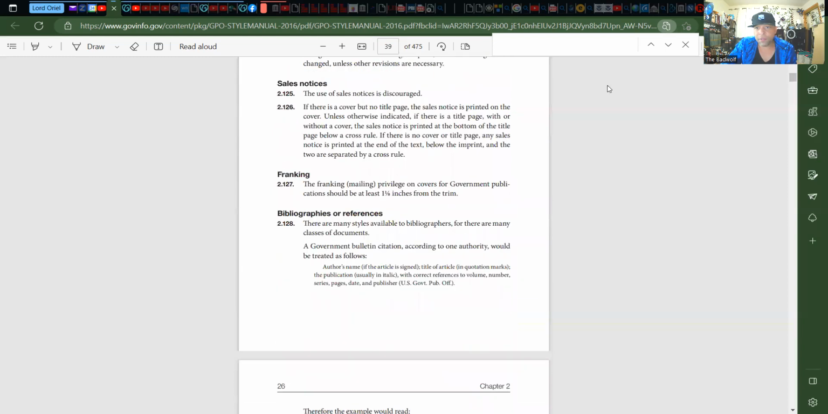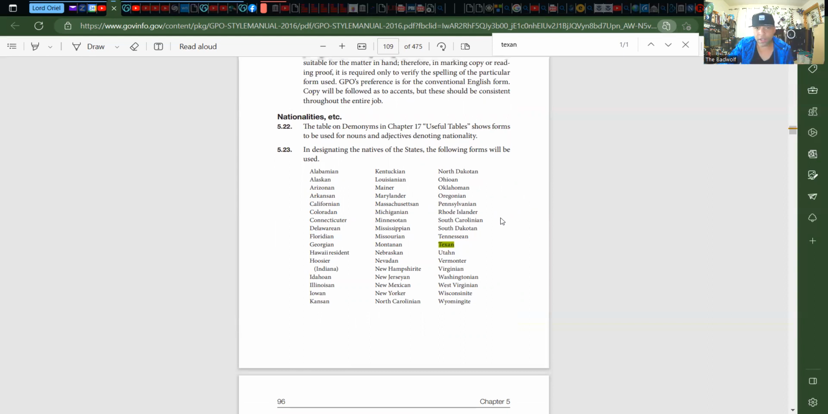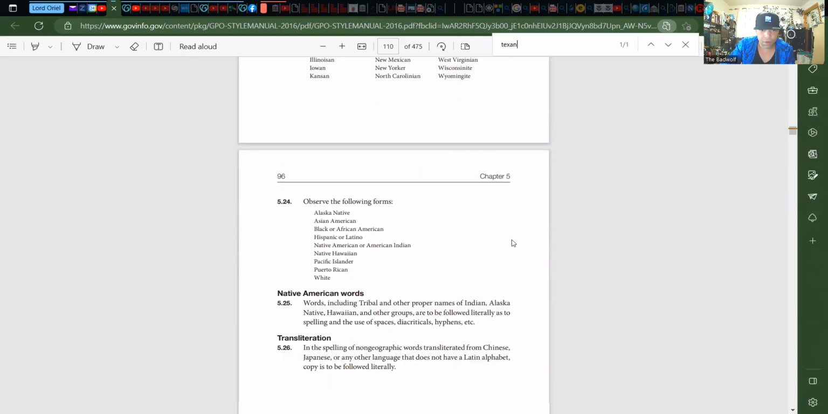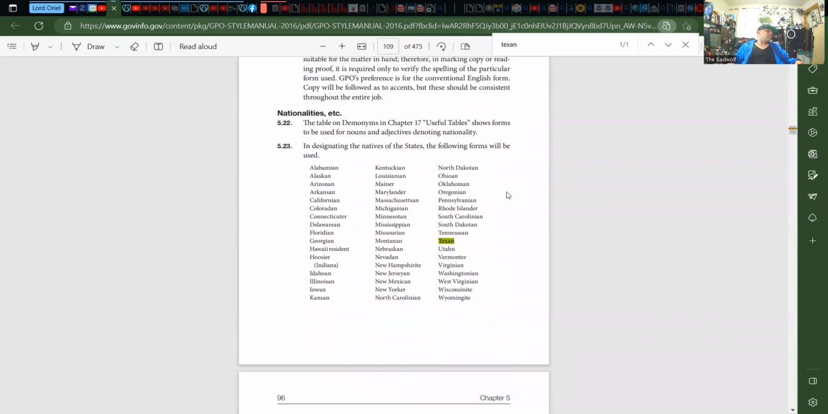So I'm going to do a search for the word Texan. All right. Yeehaw! And here's why. To all the naysayers, here's why there's a difference between a citizen and citizen-ize. To citizenize is to change something into something.